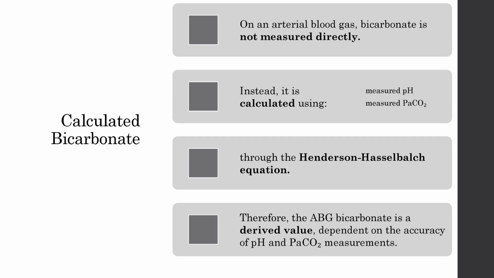While on an arterial blood gas, bicarbonate is not measured directly. Instead, it is calculated using measured pH and measured CO2 through the Henderson-Hasselbalch equation. Therefore, the ABG bicarbonate is a derived value dependent on the accuracy of pH and CO2 measurements.